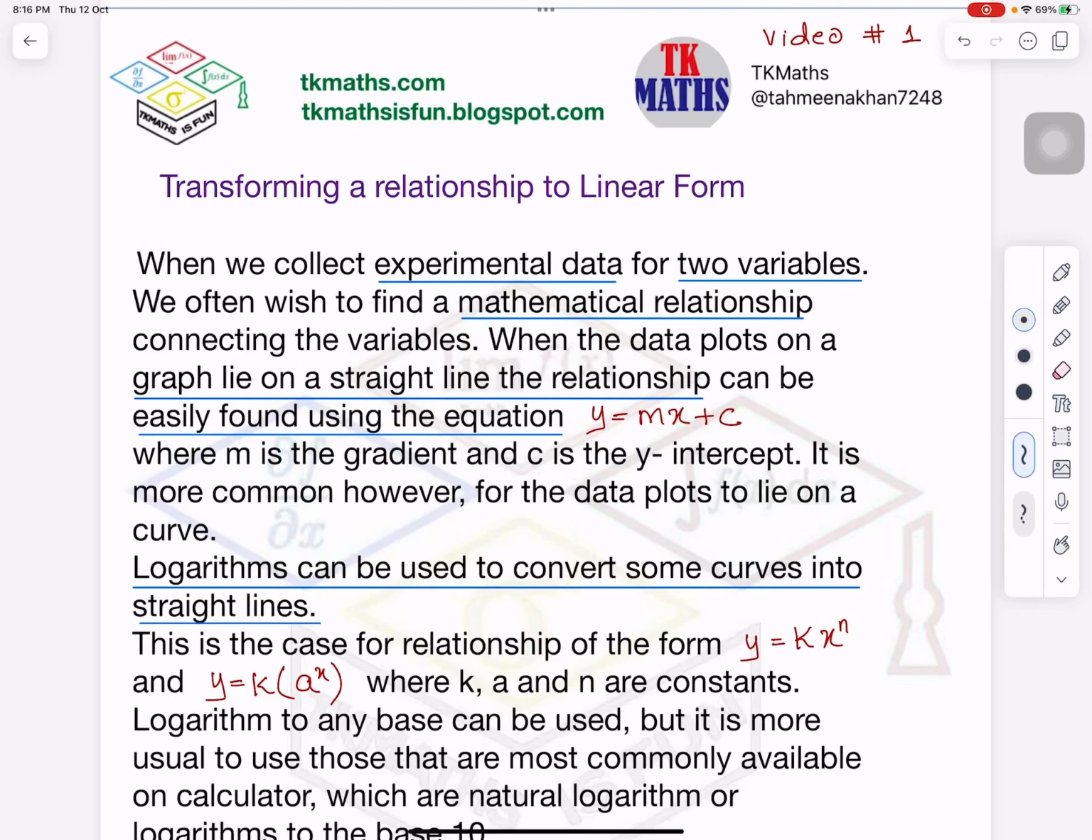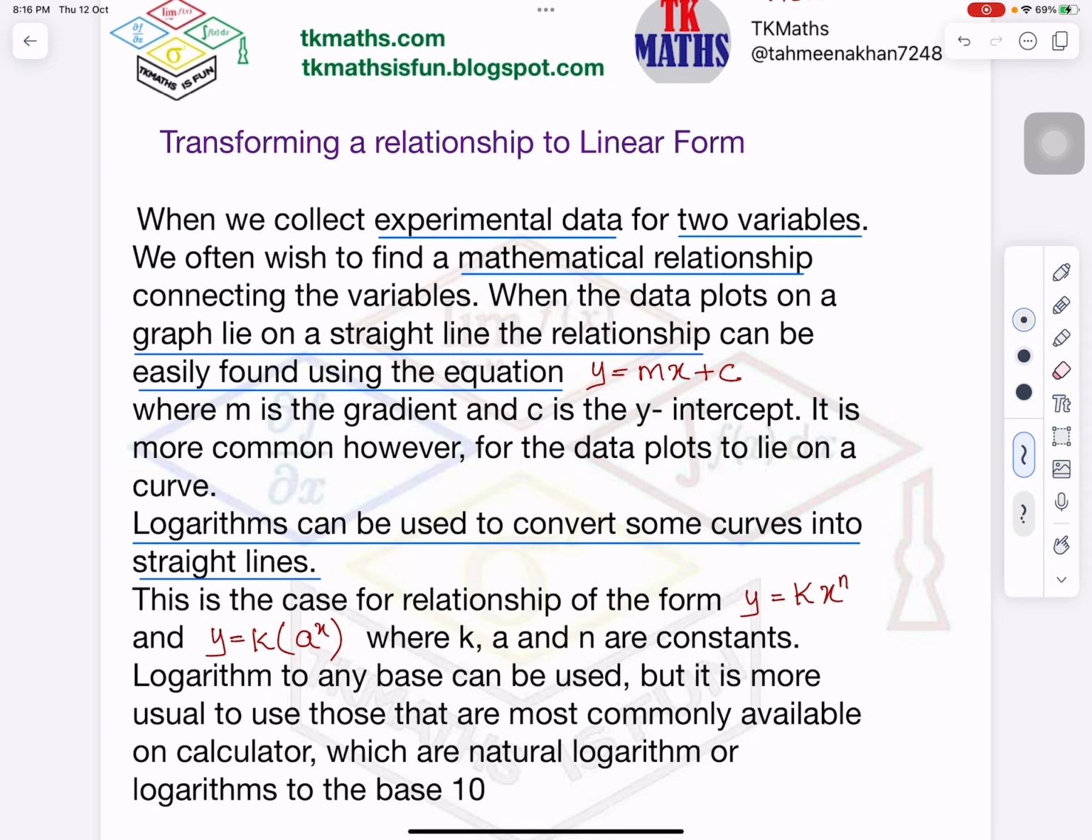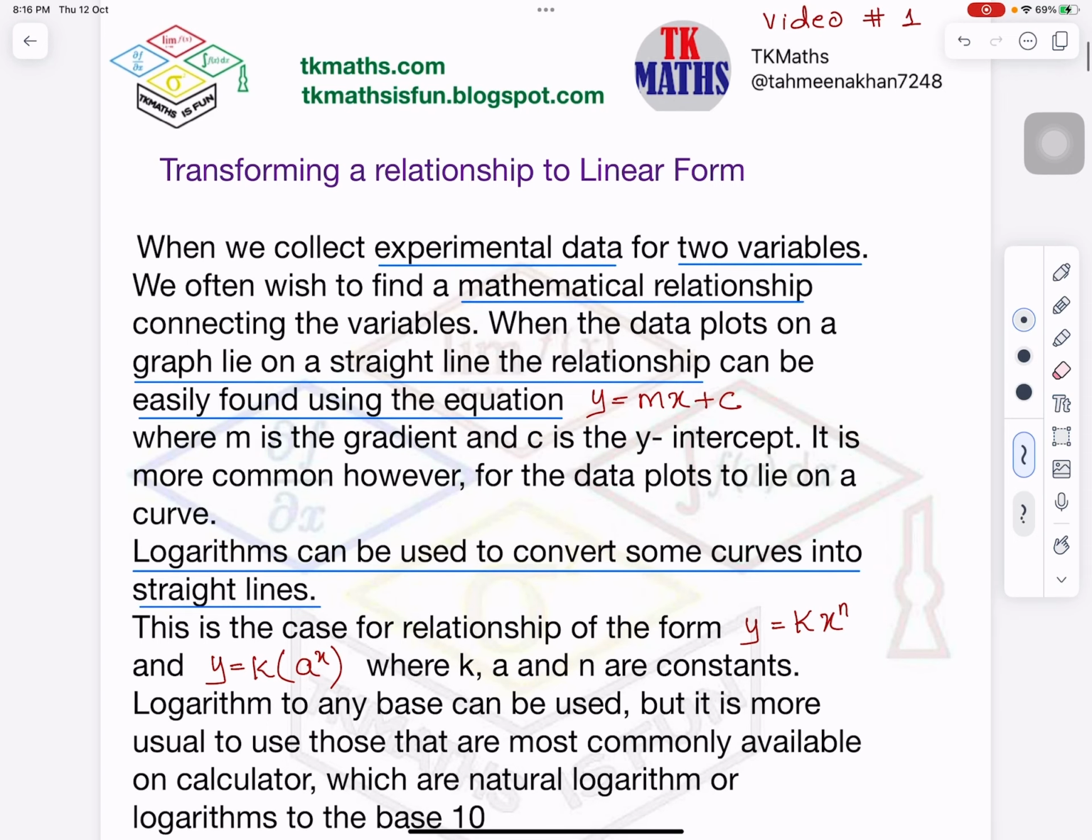In today's video, we will understand the concept of linear form. Don't get frightened by seeing so much text written here. It is for those who like to read literature on any topic. Otherwise, I will explain it to you. What does it mean? When we say linear form, it means writing an equation in this form, which is called y equals mx plus c.